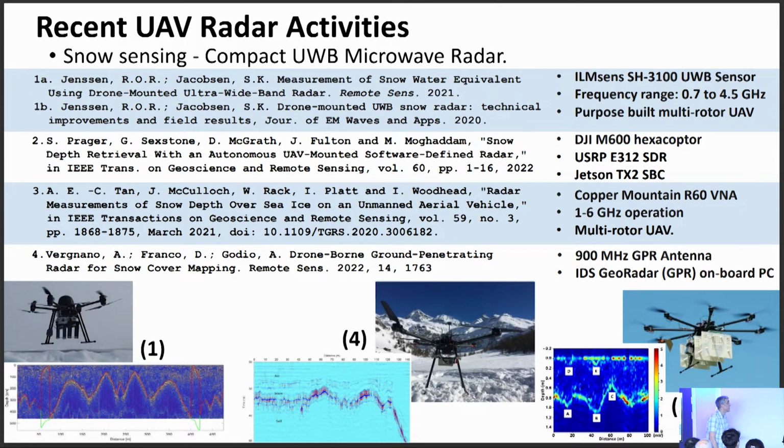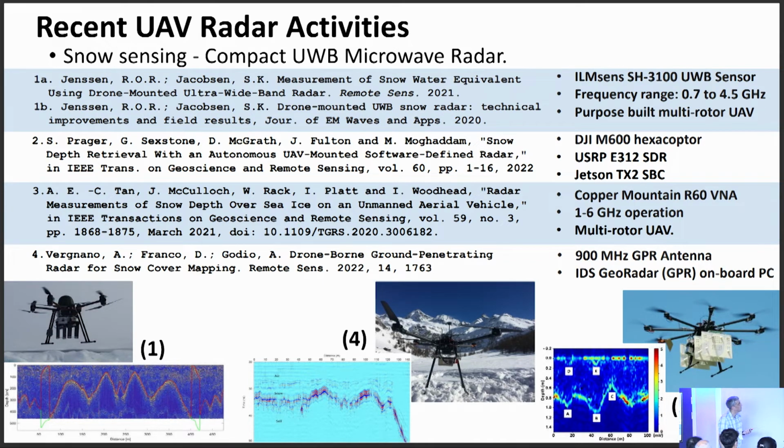So, some recent activities from scouring the web, looking at presentations or journal publications on the use of drone-based radar. One, Jensen and Jacobson used this custom fixed-wing system here that they strapped an ILM Sense UAV sensor to, and were able to measure snow thickness up to 4 meters here, it looks like.